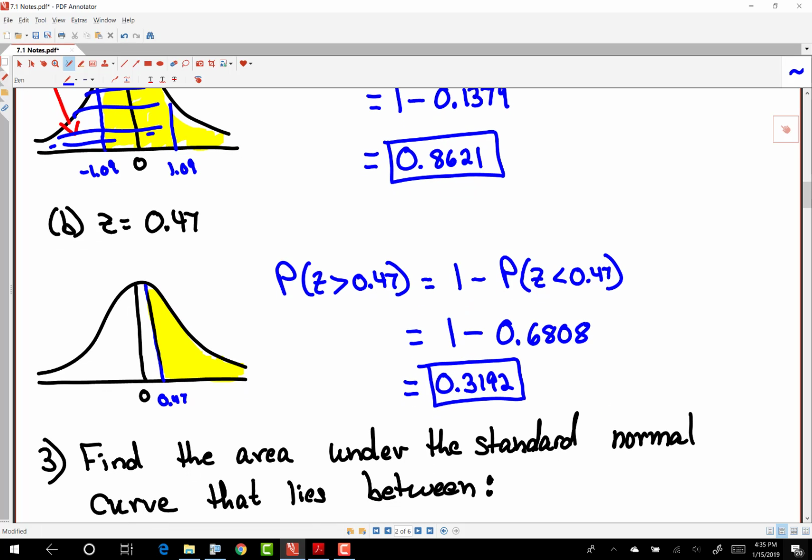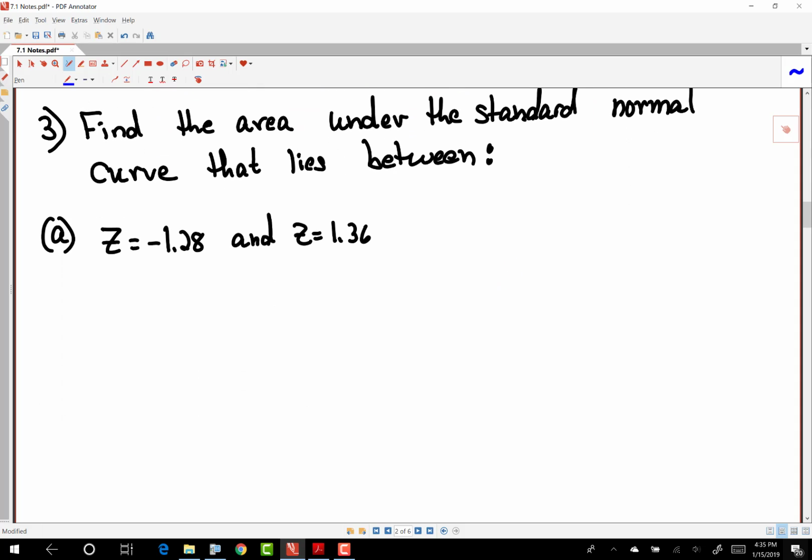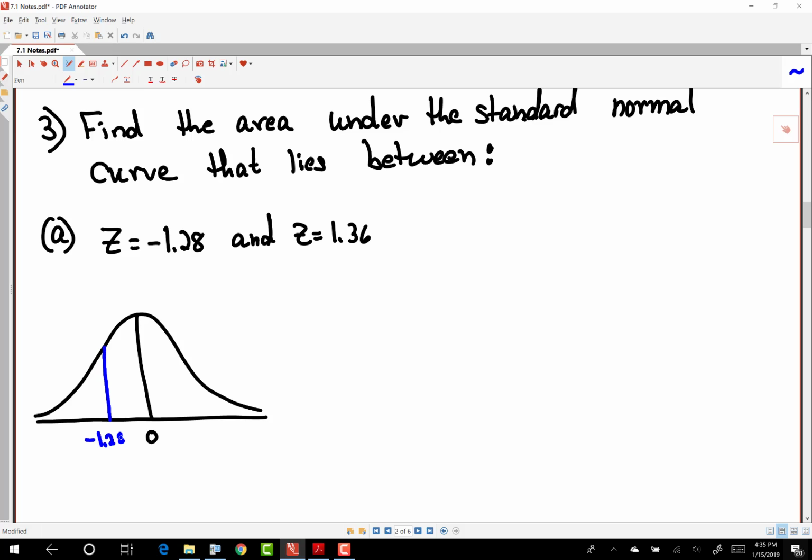Next, we're going to look at how do we find the area when it's between two values. So let's look at that next. For this one, we want to find the area under the standard normal curve that lies between z equal negative 1.28 and z equal positive 1.36. So let's draw a picture. Here's our mean at 0. Negative 1.28 is right here, roughly. And 1.36 is right here, roughly. And we're finding the area in between those two values.